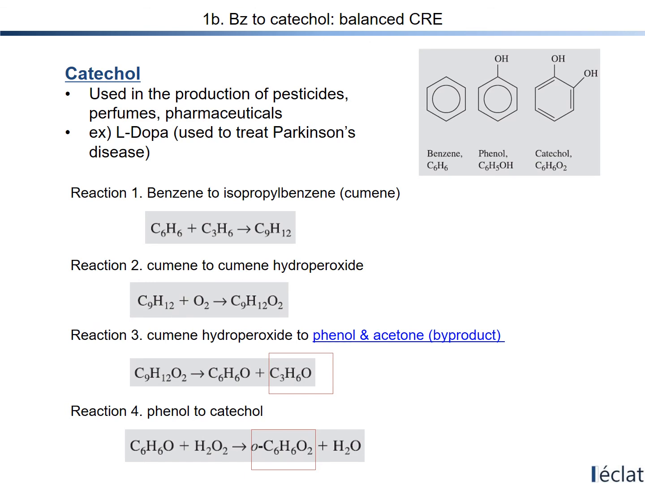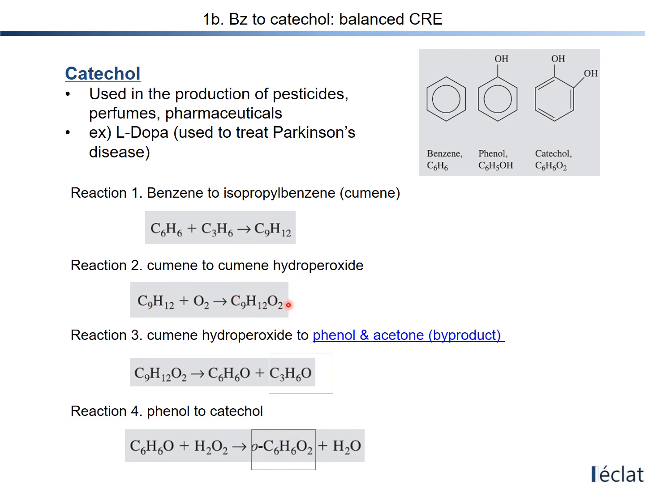Okay, so then let's go to the second choice. I'd like to produce catechol instead of adipic acid. So here are the balanced chemical reaction equations. Benzene goes to isopropyl benzene, or cumene, it is called cumene. So benzene is going to cumene, and this cumene is used for making cumene hydroperoxide. So maybe cumene is the intermediate.